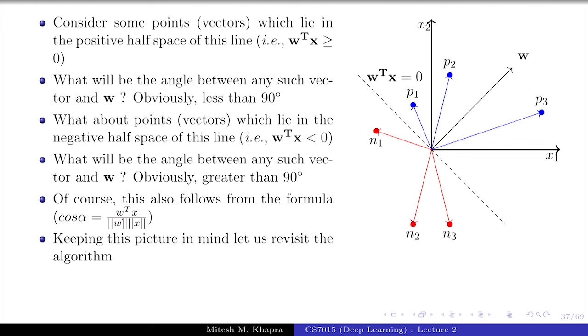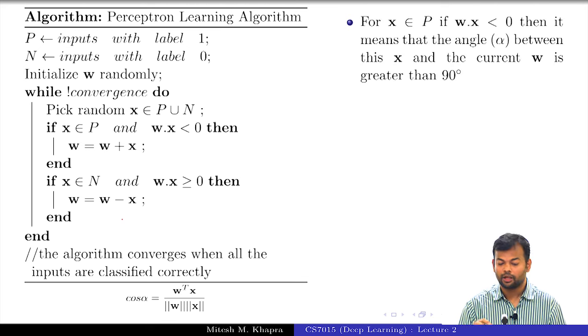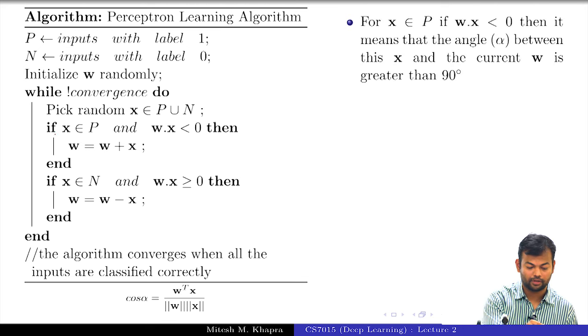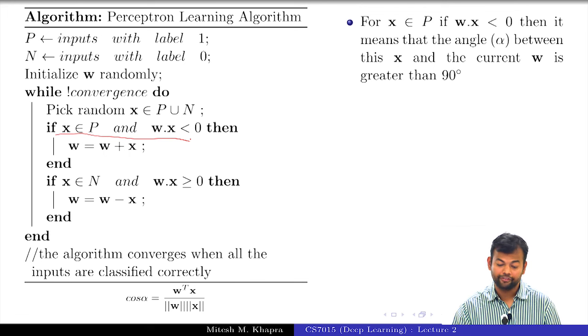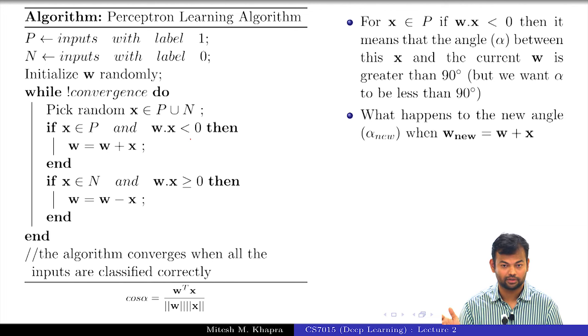So keeping this picture in mind, let us revisit the algorithm. So this is the algorithm. Now let's look at the first condition. If x belongs to P and w transpose x is less than 0, then it means that the angle between x and the current w is greater than 90 degrees. But what do we want it to be? Less than 90 degrees. And our solution to do this is this update, but we still don't know why this works. Does anyone know why this works?